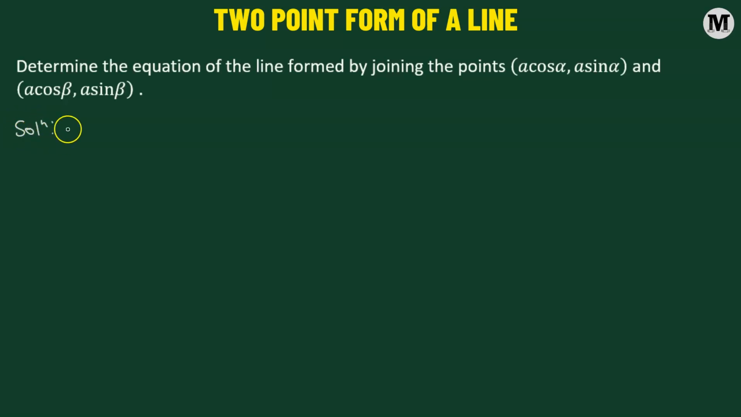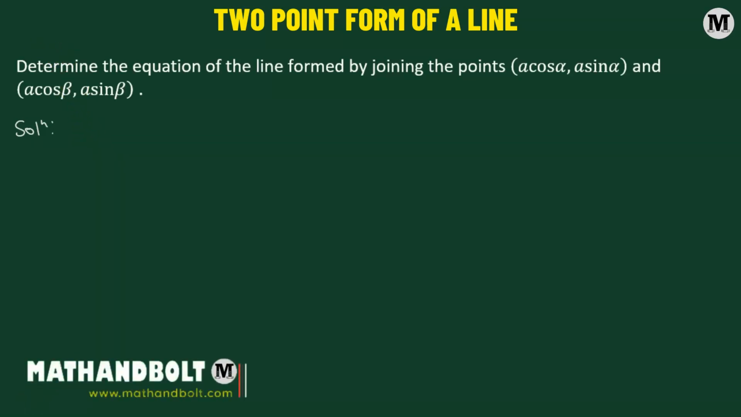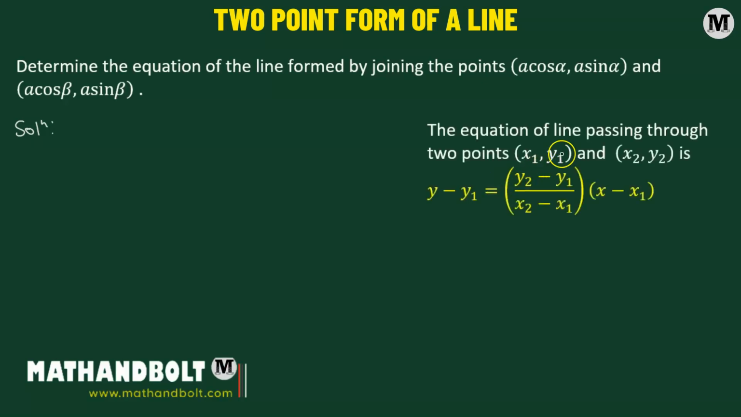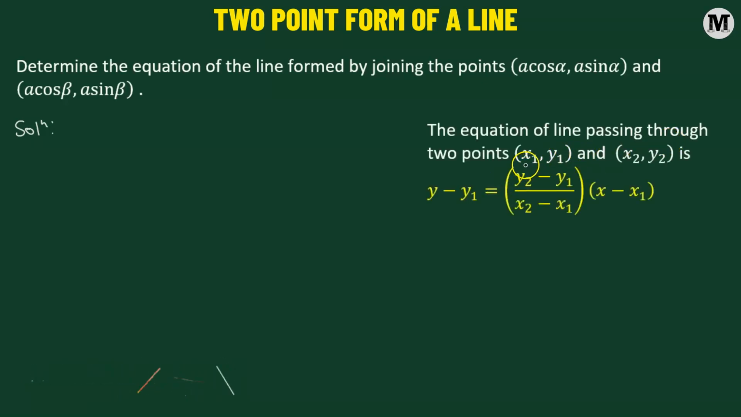So here, in order to solve this problem, we will be using the 2-point form of a line. So let's quickly recap what the 2-point form of a line is all about. If a line passes through 2 points with coordinates x1, y1 and x2, y2, then the equation of the line is given by this particular expression.